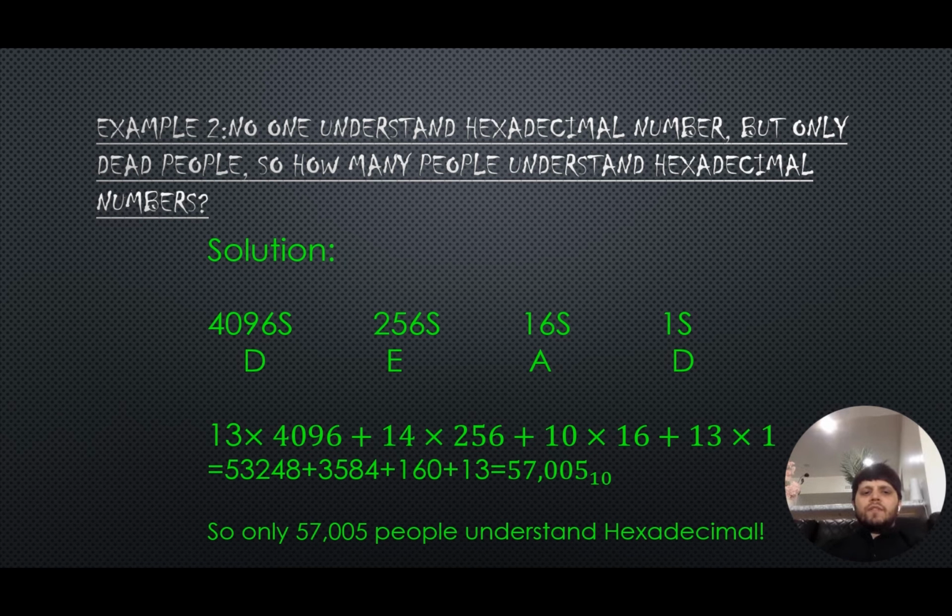So only 57,005 people understand hexadecimal. That looks suspicious. I think it's more than that. But according to this question, only that many people understand. But this is a funny question. It says only dead people understand it. So that's not true, guys. Don't forget that too. It's just an example, okay?